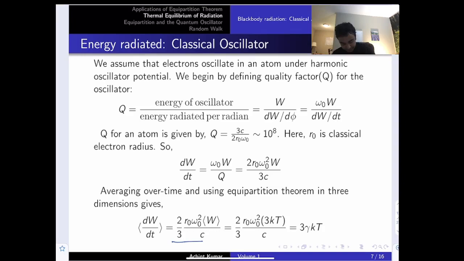Okay, so we have 3 kT here, and let me call the factors apart from this 3 as gamma, and so the rate of energy loss by the oscillator is 3 gamma kT. Okay, so we have found how much energy is being radiated out. Next, we'll calculate how much energy is being absorbed by the oscillator.